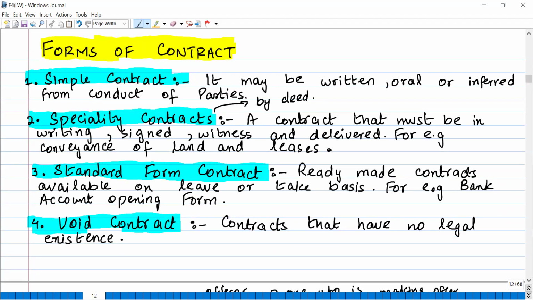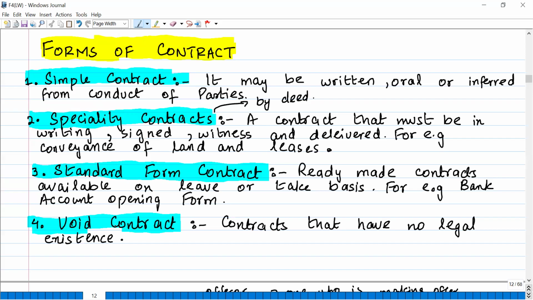Specialty contracts: a contract that must be in writing, signed, witnessed, and delivered. For example, conveyance of land and leases. Some contracts need to be in proper writing. They should be signed. There must be witnesses there. So these types of contract are known as specialty contracts. Usually the contracts by deed are specialty contracts. For example, if you are transferring land, conveyance means you are transferring land, or you are leasing something. Such contracts are known as specialty contracts, and they should be done by deed.